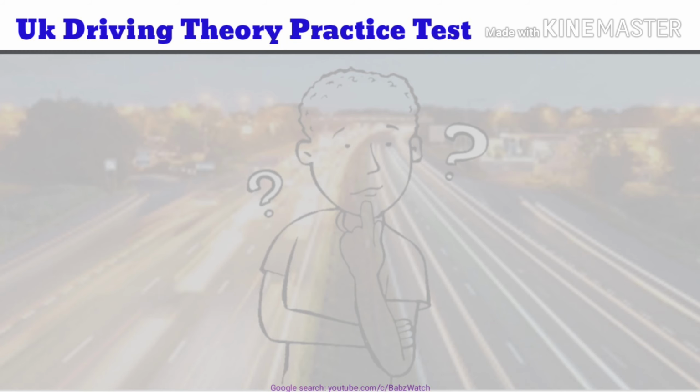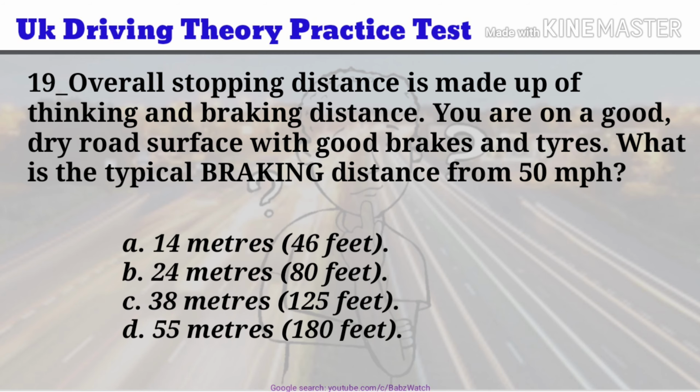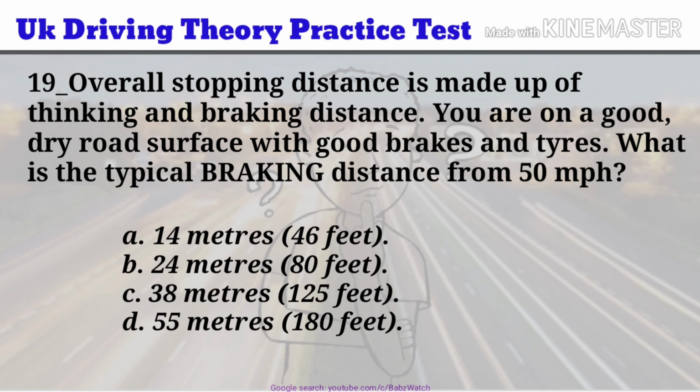UK driving theory practice test question 19 of 50. Overall stopping distance is made up of thinking and braking distance. You are on a good, dry road surface with good brakes and tyres. What is the typical braking distance from 50 miles per hour? A. 14 meters, 46 feet. B. 24 meters, 80 feet. C. 38 meters, 125 feet. D. 55 meters, 180 feet. The correct answer is C.